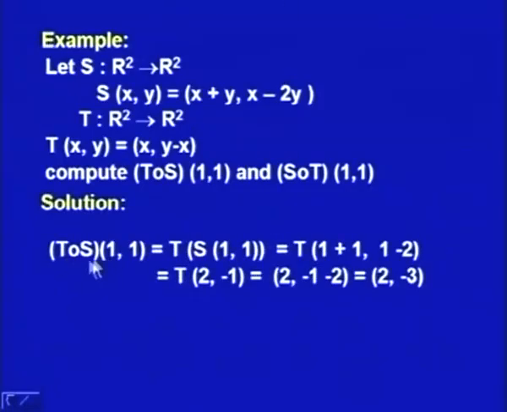So, let us see what happens. I start with T composite S of 1 comma 1. This means we first operate S, the linear transformation, on the element 1 comma 1. So, S operated on the vector 1 comma 1 gives me 1 plus 1. See the definition, x plus y, here x and y are 1. So, it is 1 plus 1 comma x minus 2y, so it is 1 minus 2, and that makes T of 2 comma minus 1. So, this left hand side is equal to T of 2 comma minus 1.